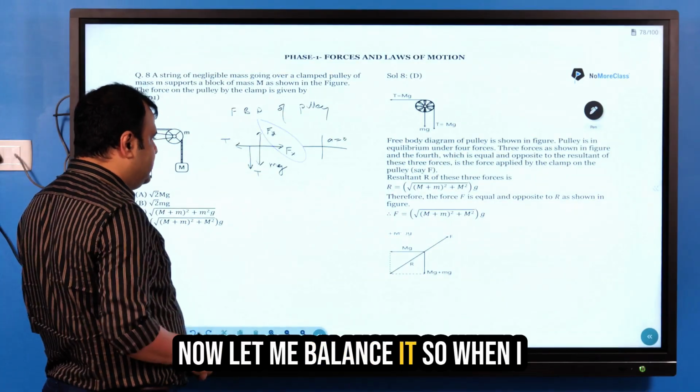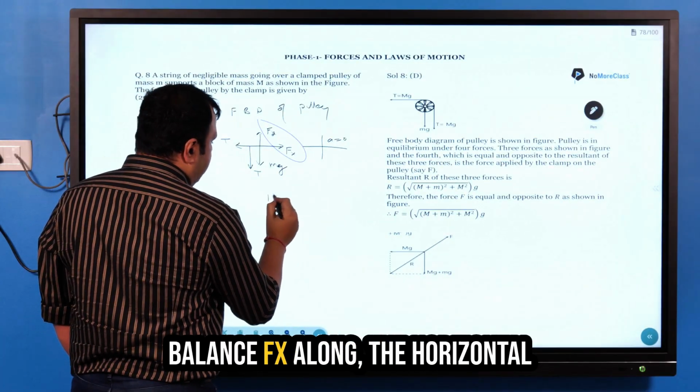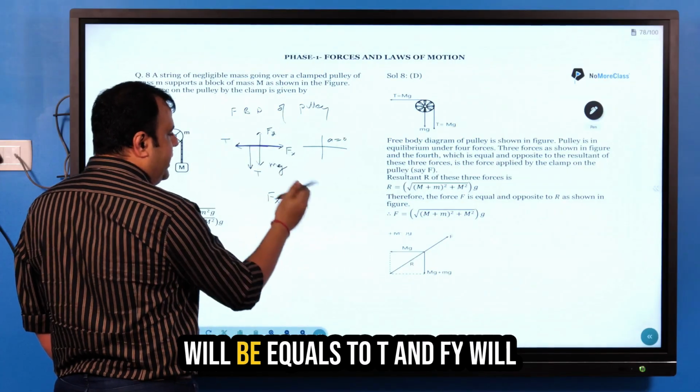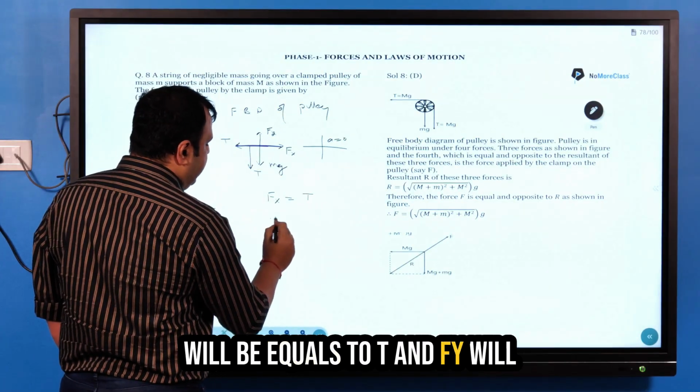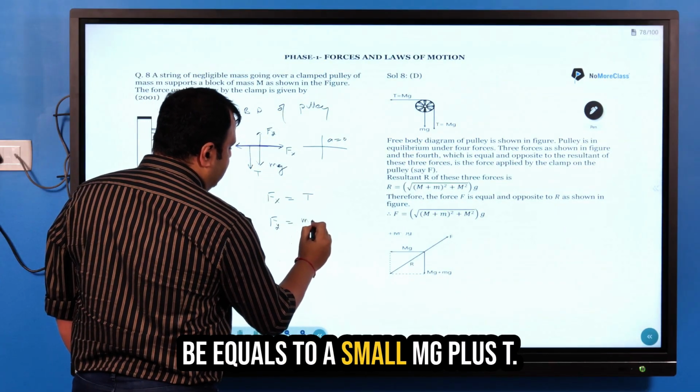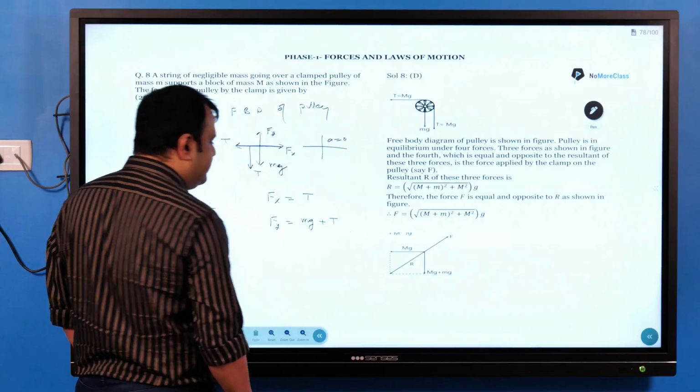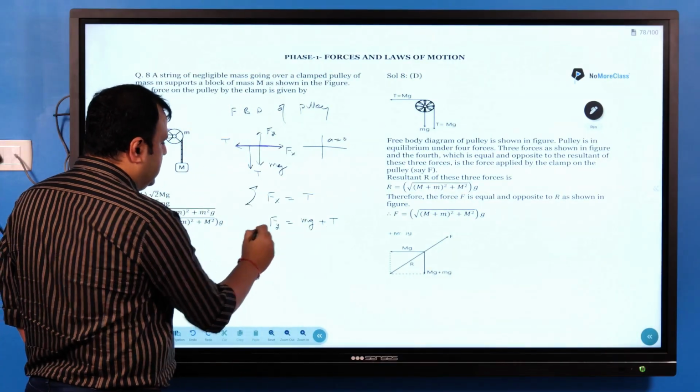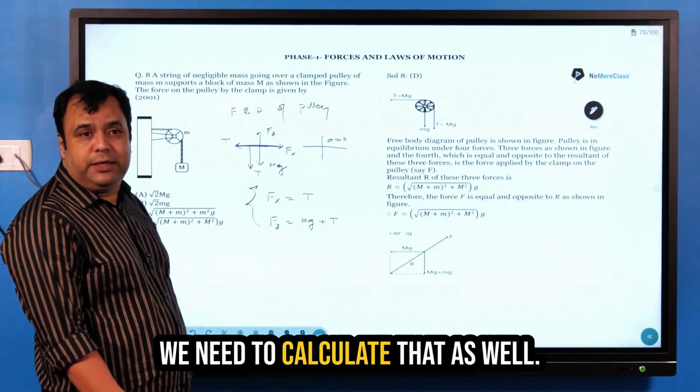Now let me balance it. So when I balance, Fx along the horizontal will be equal to T and Fy will be equal to small mg plus T. Now what is the value of T? Need to calculate that as well.